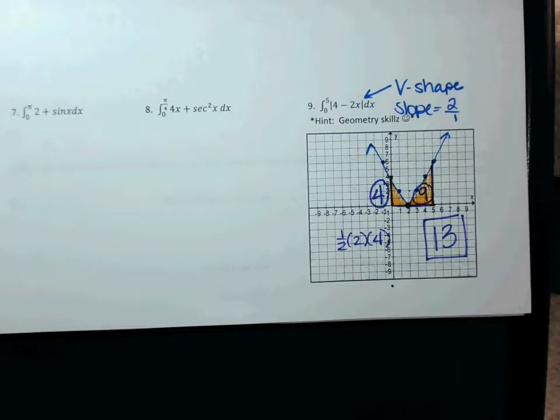Okay? But absolute value, that's really your only option, is to graph it and then look for the triangles. Okay, anything else?